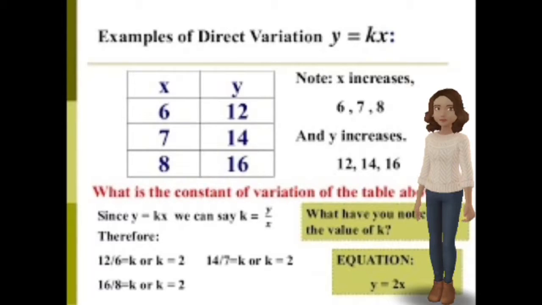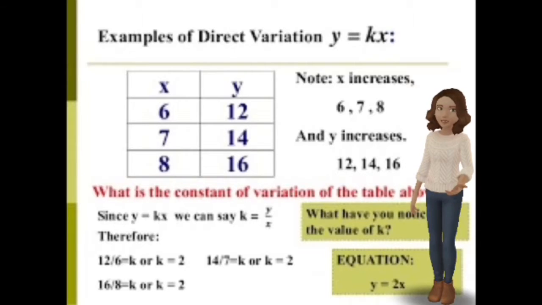Okay, so let's look at another example. There are two types of variations we are going to be looking at, direct variation and inverse variation. So let's look at an example of direct variation. We write direct variation as y equals kx.